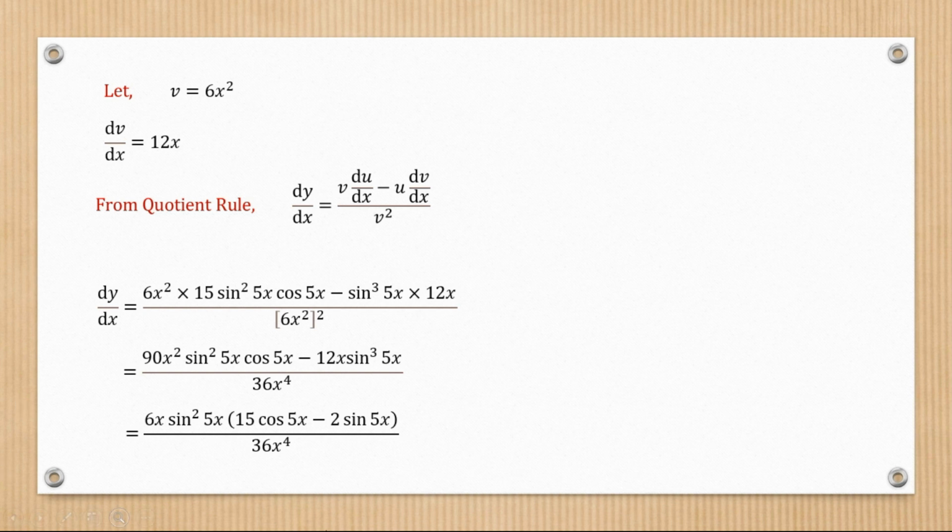And then as you can see, some values will reduce from here, and we shall be left with that. The 6 reduces with the 36, and we're left with a 6 at the denominator. Then the x values reduce, and we're left with x cubed at the denominator. And that's the answer that we're looking for, and that's our proof of what dy/dx is.